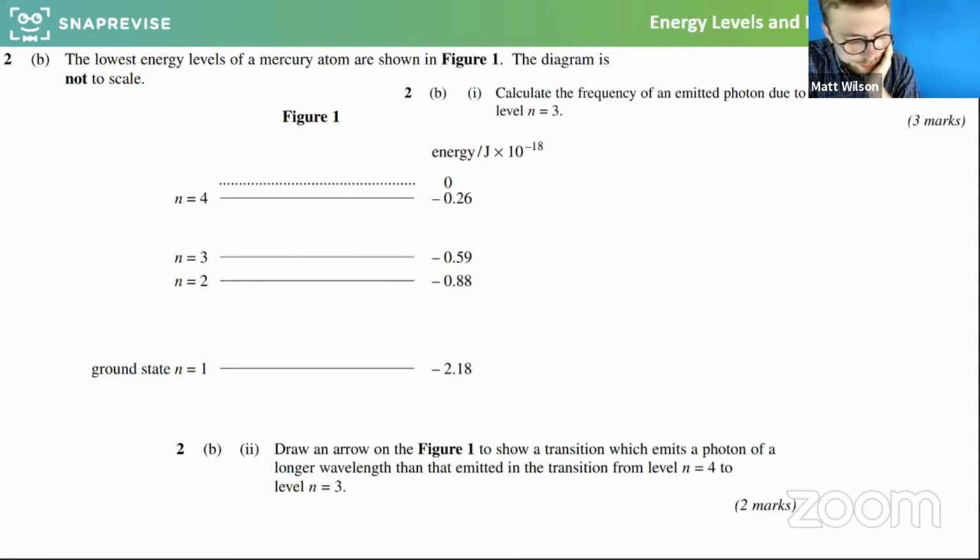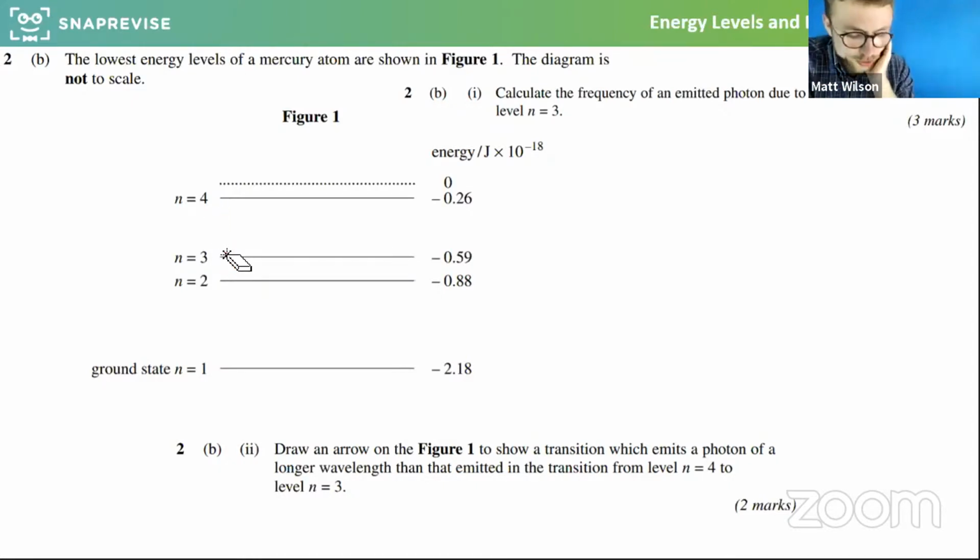Okay, question 2b. The lowest energy levels of a mercury atom are shown in figure 1. The diagram is not to scale. Okay, so here's our diagram. We have a couple of different energy levels. We have quite a weird feature here. Usually, the energy levels get closer together, as you might remember from the original stuff we looked at. They get closer together as you get further away. Here, this is a particularly weird atom where the energy levels actually get a bit further apart again from n equals 3 to n equals 4.